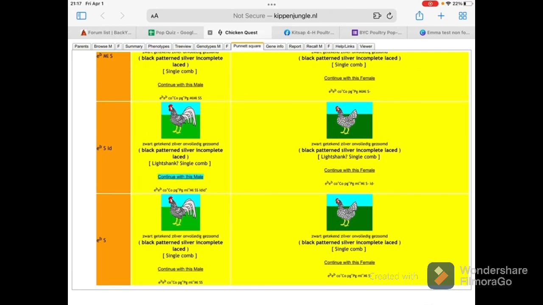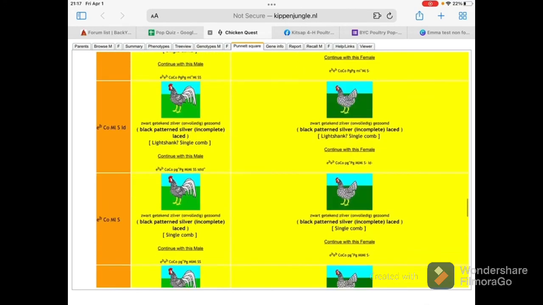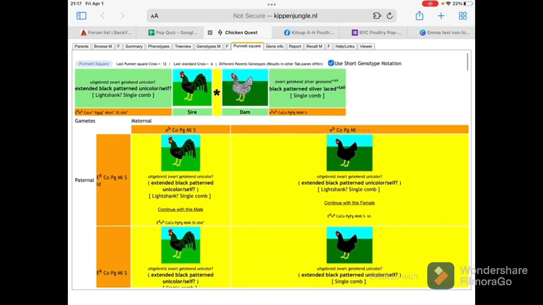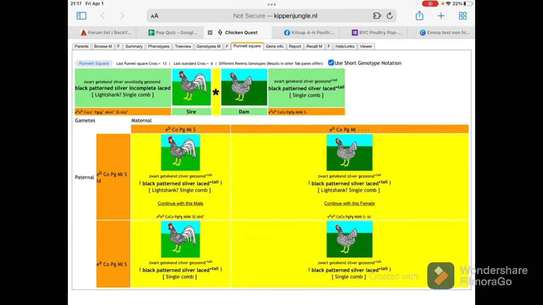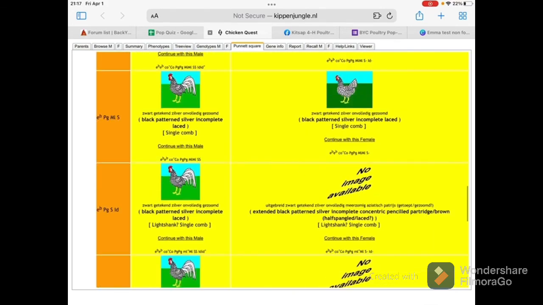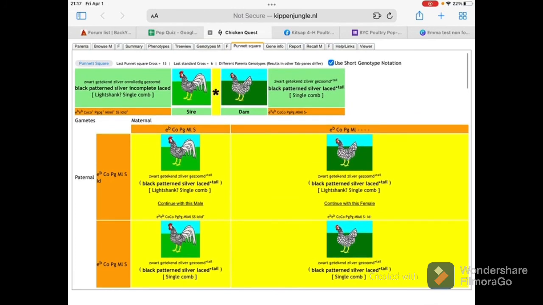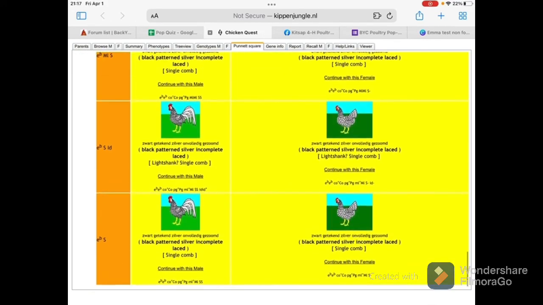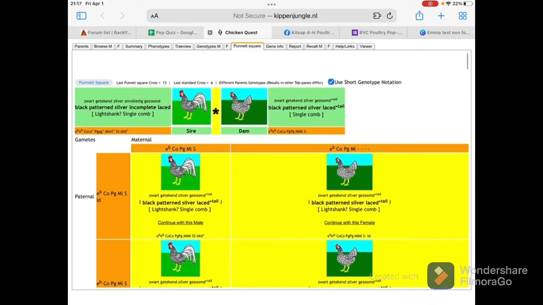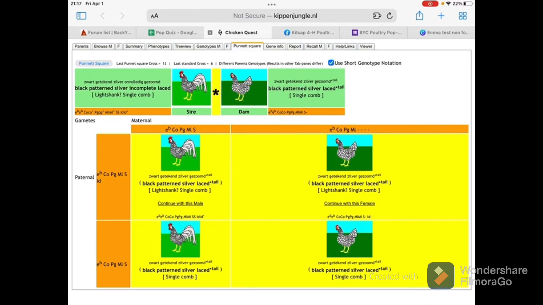I'll continue with this male. Punnett square. And then you can look at all the possible offspring. And there's a lot of them. And you can see why I use short genotype notation. Because if I had to sort through the genotype of all these different birds to decide which bird I want to continue with, that would be too much.